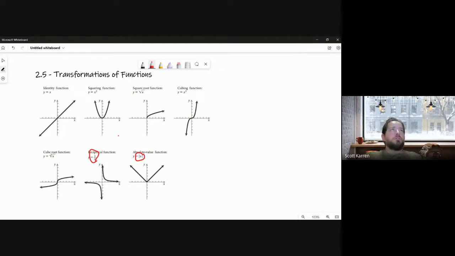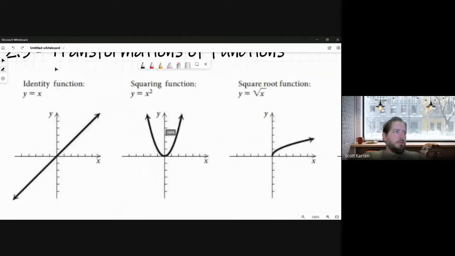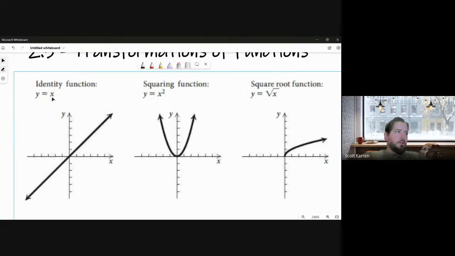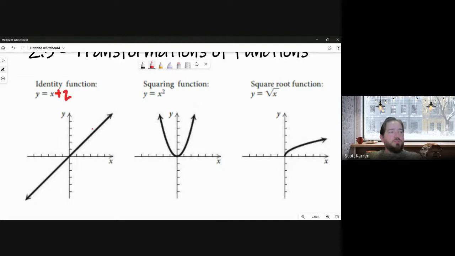But this is on page 134 of your book. You can just glance at that if you need to. But what we're going to do is take a look at what happens when we change these just a little bit. So if I instead, let me zoom in here. I can't move anything now.